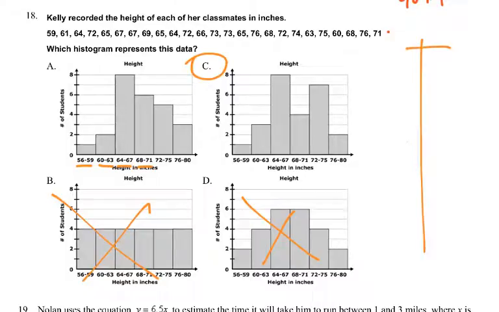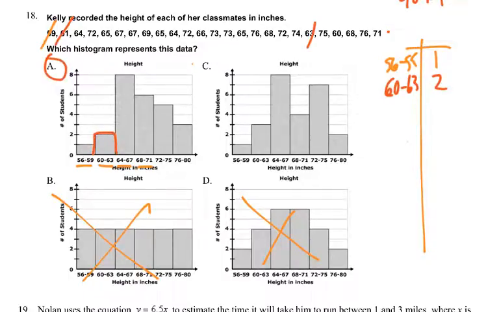So we make our frequency table, 56 to 59. There's 1. Okay, so definitely 1, so we know it's A or B right there. Then we'd go 60 to 63. So 61, 63, so 2. So right there, that tells us that it's actually A, isn't it? Now, I could figure out the rest, but I think we're pretty good, so I'm going to call that good.